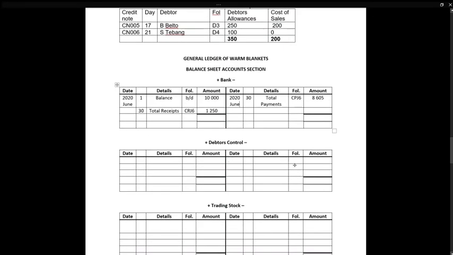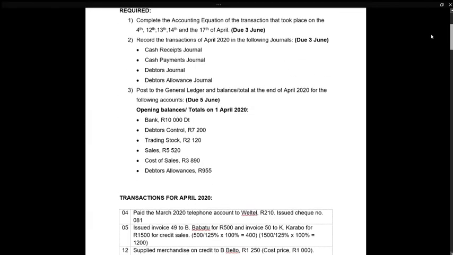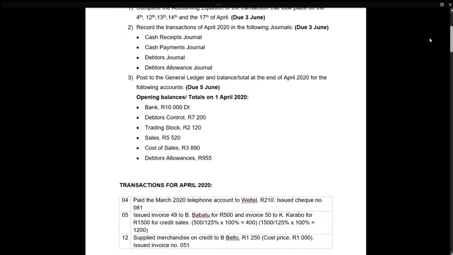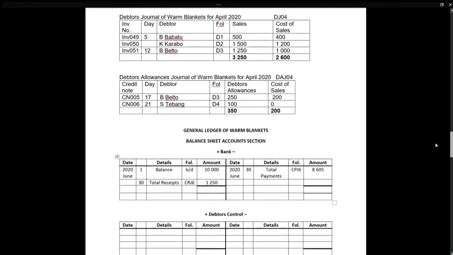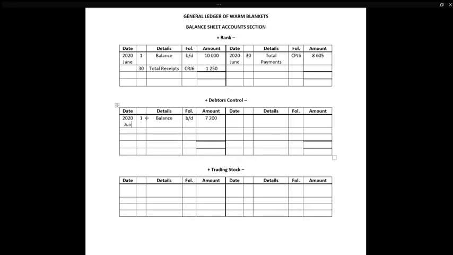Right, debtors control. Let's see the opening balance in the information. Debtors control 7,200. Now, remember, debtors control is an asset account and it will reflect on the positive side, my debit side. Right, so 7,200 Rand. It's an opening balance, therefore brought down. Details: balance on the 1st day of June 2020. Okay.